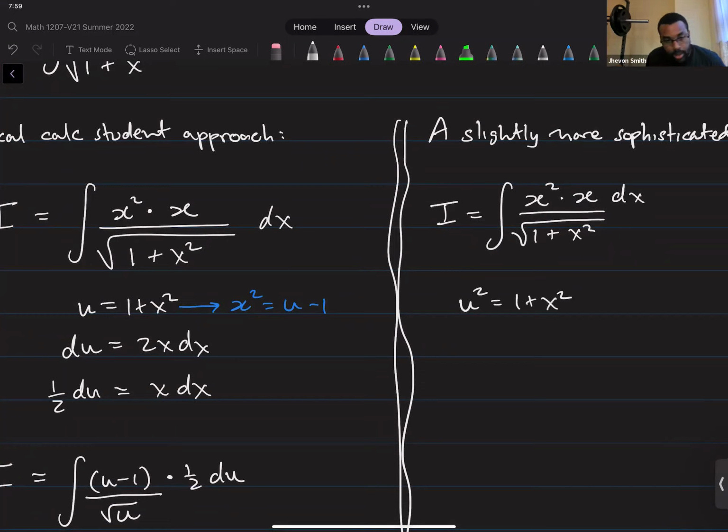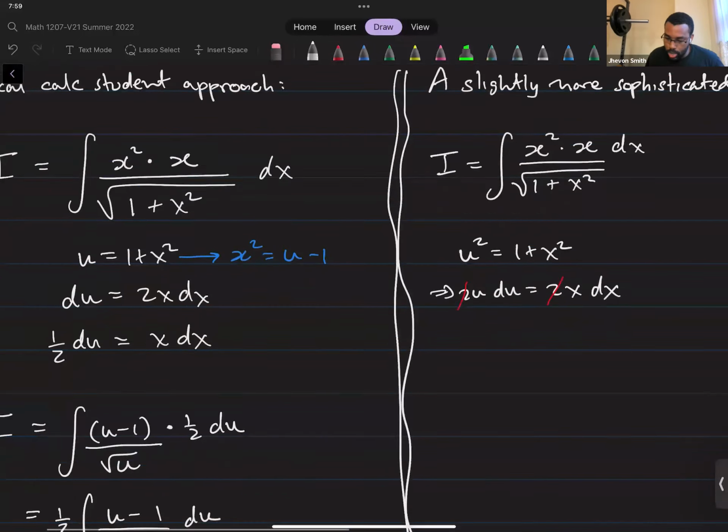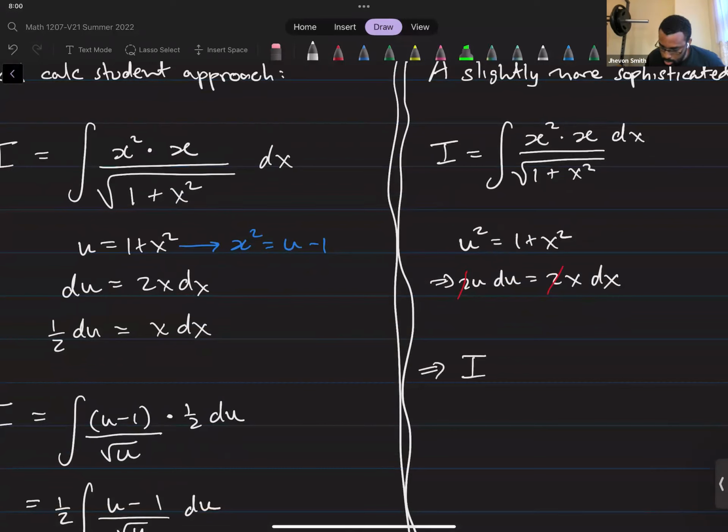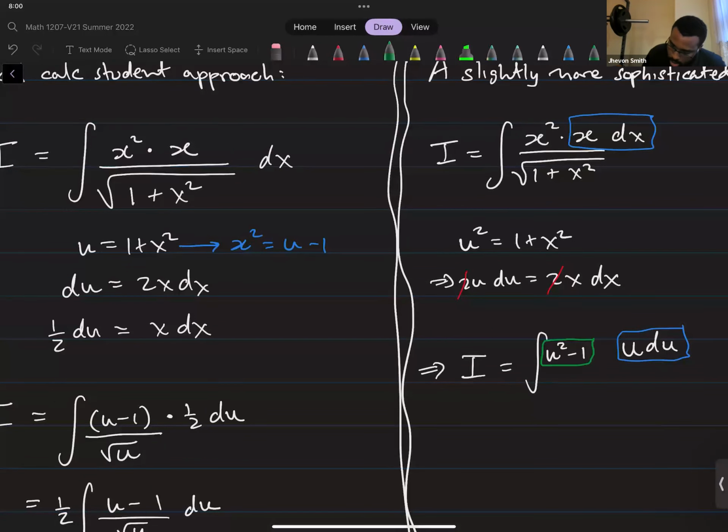Just do a u squared equals this. So it's like taking the u to be the radical, but I write it without the radicals because, for whatever reason, I don't want to do radicals. Here, 2u du gives me 2x dx. Of course, you can cancel the twos off. It's not going to matter. But now you can see that x dx is just u du. My x squared is just going to be u squared minus 1. And in the denominator, I would just have a u because my u is actually the square root.